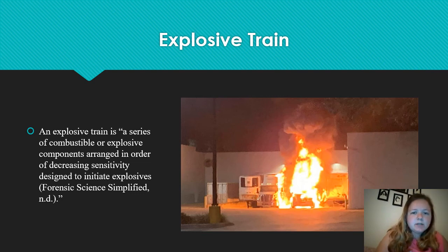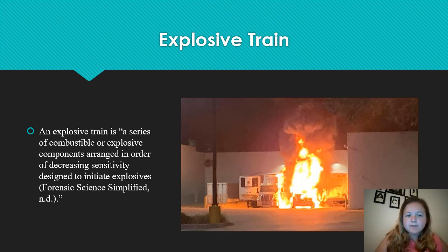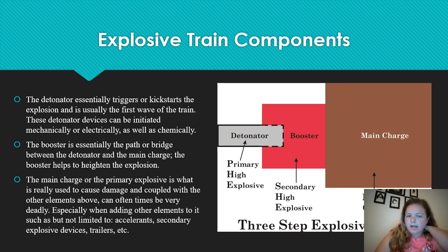Then I'm going to talk about the explosive trains. So this was a quote that I found explaining what they are, and it really helped me because I had a lot of trouble trying to figure out what they were. So what I could find is that an explosive train is a series of combustible or explosive components arranged in order of decreasing sensitivity, designed to initiate explosives. So it has 3 components: the detonator, the booster, and the main charge.